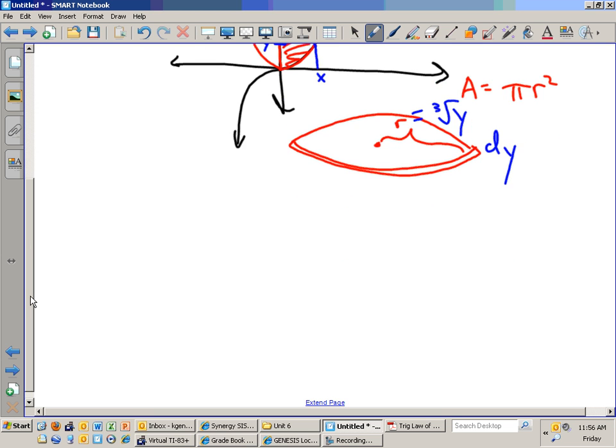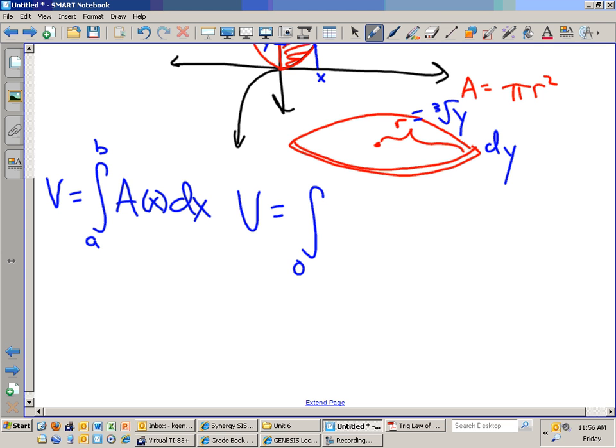What we learned yesterday is that the volume is equal to the integral from a to b of the area of x dx. So what I can do now is say that the volume is equal to the integral from 0 to 2 of the area, which is pi times my radius squared dy.